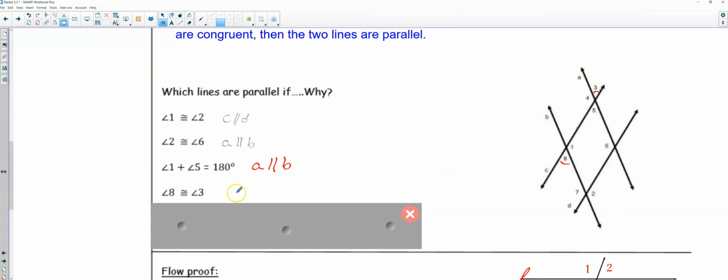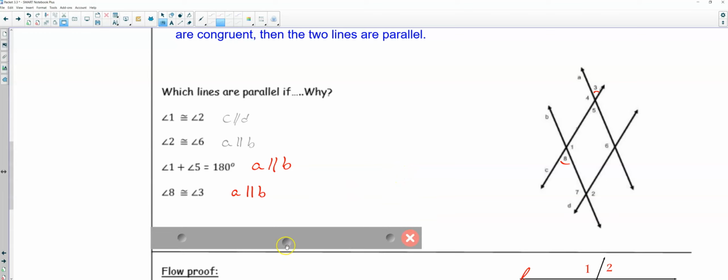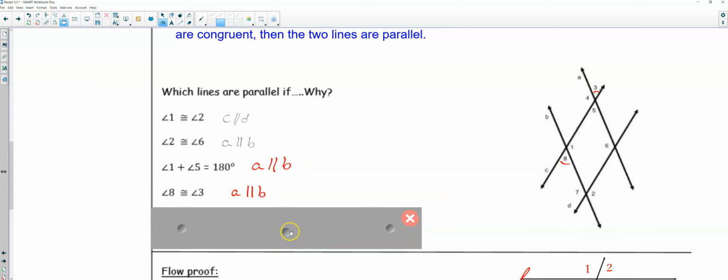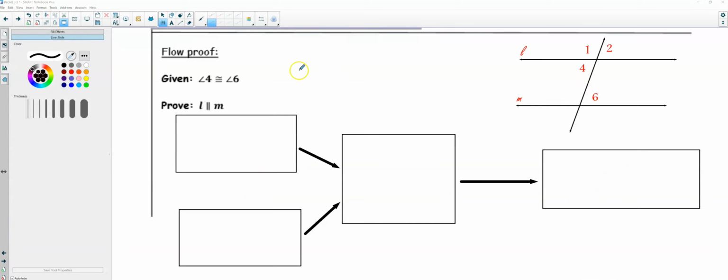So again, I can say that line A is parallel to line B, and this is because of the converse of the alternate exterior angles theorem. Let me see if there is anything else. Nope, there is nothing else. So that solves these problems right here.